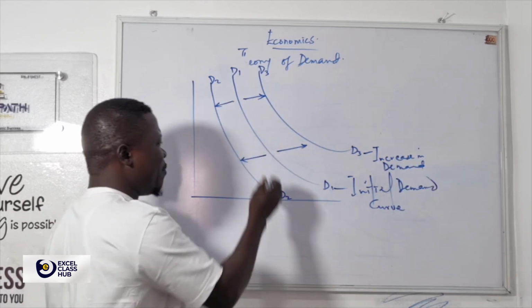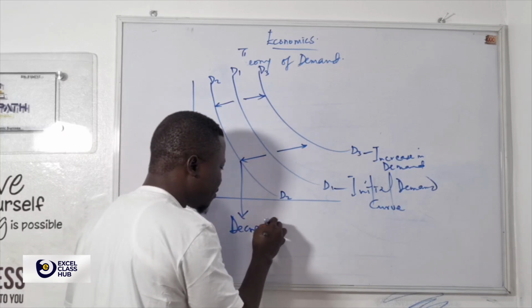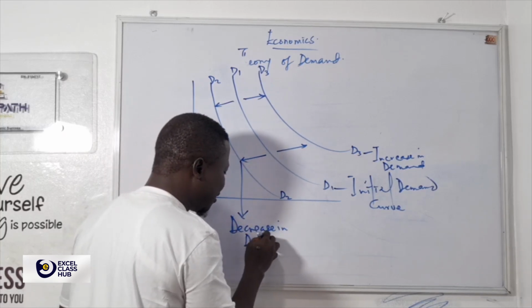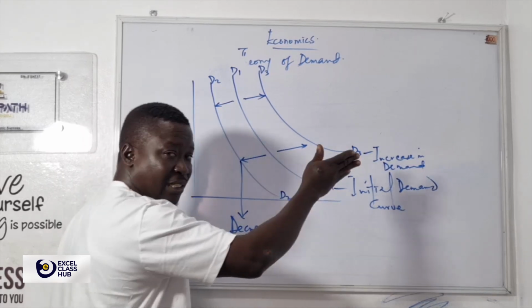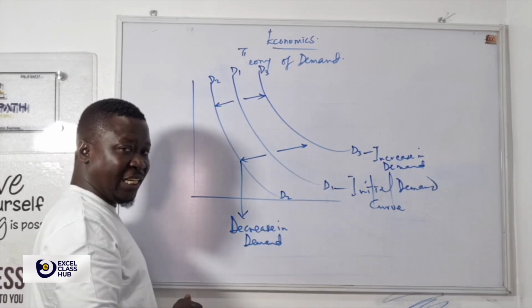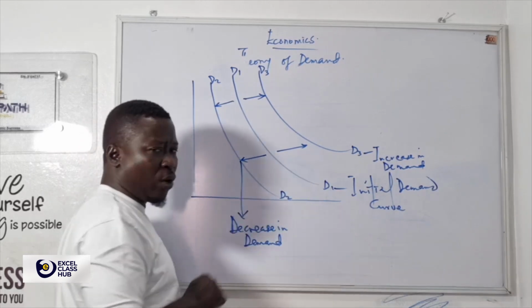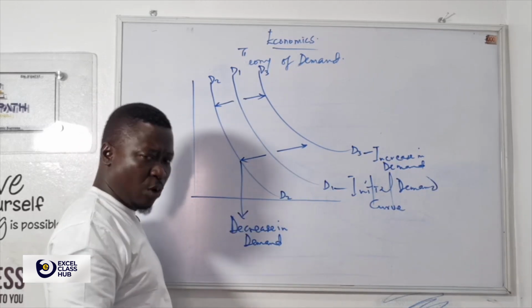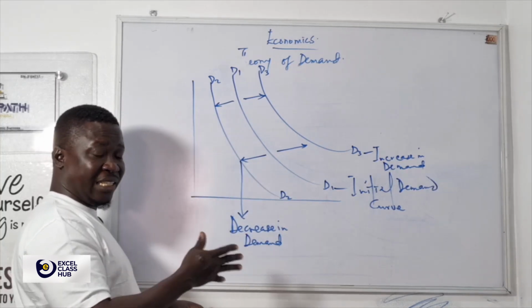Are you following me? But if you come back to D2, it means a decrease in demand. Can you see that? It goes right, it's increase. It goes back, it is decrease. Put that in your mind. Go and check your past question. Bring out all questions like this and let's solve it together. I will do that with you now. Now, can you see a decrease in demand and increase and decrease in demand?